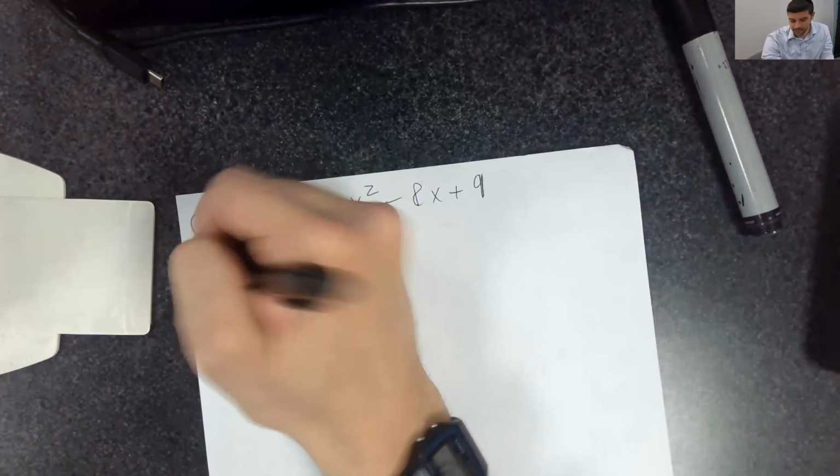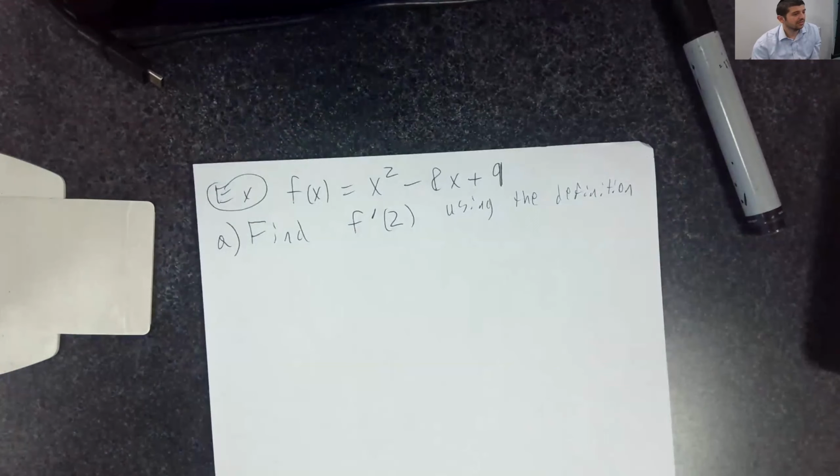All right, find f prime of 2 using the definition. Okay, so for all these problems, you have to use the definition. Can we just plug in 2? Well, plugging in 2 will tell us f of 2, but this is f prime. This is the derivative at 2. Negative four? We'll see. We'll keep that in suspense.